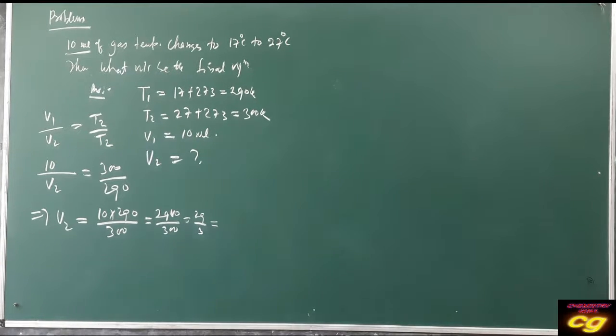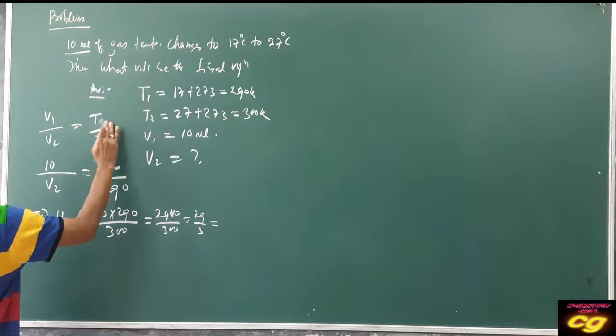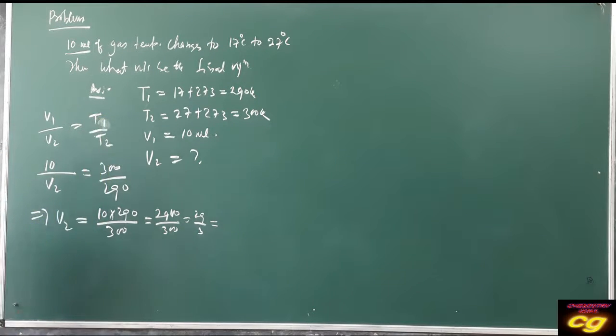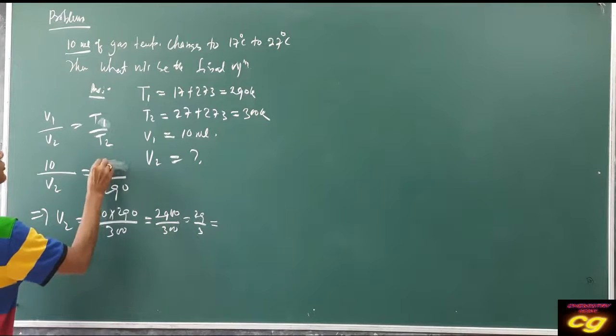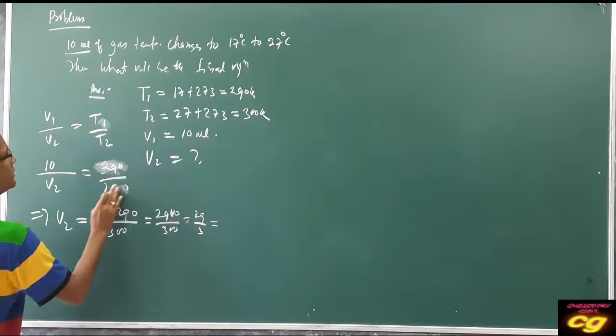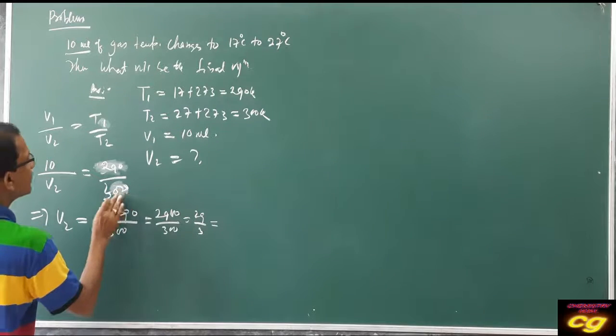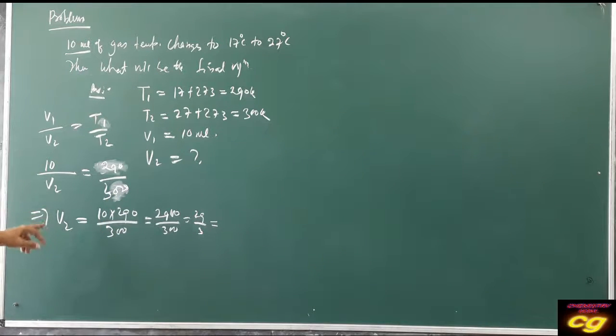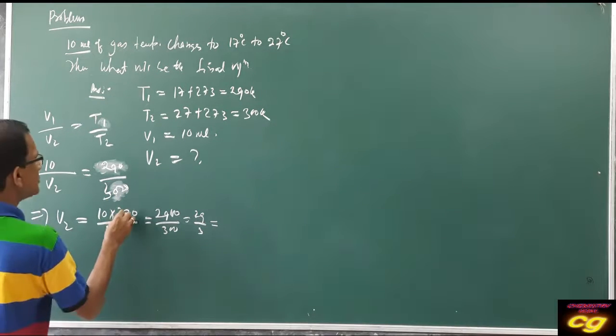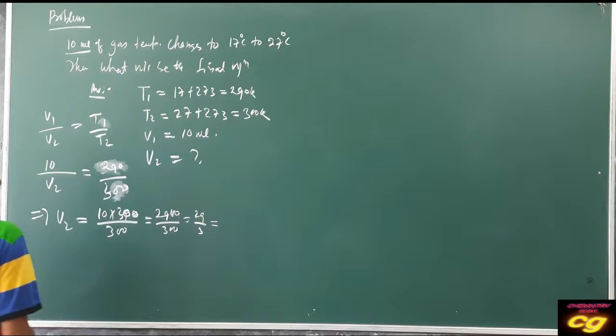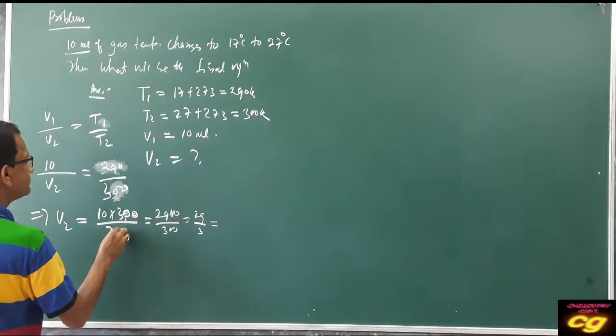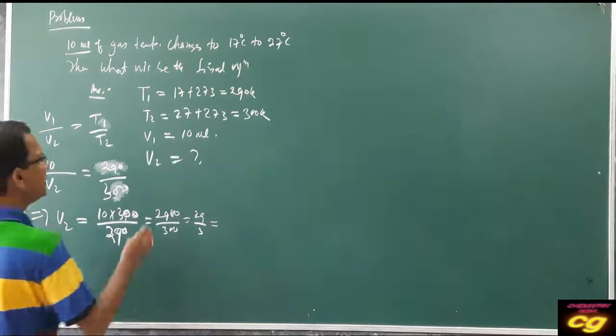Here I have written wrongly. V1 by V2 is equal to T1 by T2. Okay, correct, T1 by T2. Here the data was written wrongly. T1 means 290, T2 is 300. Okay. So V2 will be 300 into 10 by 290. That will be how much?